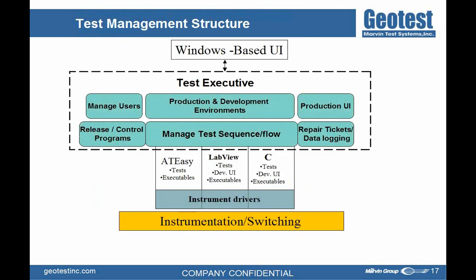So all of this is encapsulated in your test executive in this dotted line. So all of these functions sit on top of whatever code you're using to actually perform the test. That code could be ATEasy, it could be LabVIEW, it could be any variation of C programming languages. These different code modules communicate with instrument drivers and switching in order to test the UUT, and all of that is represented to the user in a Windows-based user interface. And that's basically what the ATEasy test executive does.